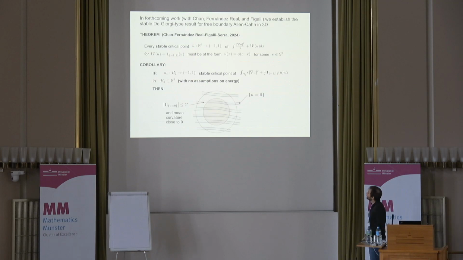And now, in a recent work, not yet out but it will be in the next few months, I would say, this is what I wanted to describe a bit, some ideas from the proof. But let me give the theorem first. You can guess: every stable critical point u from R3 to [-1,1] of this energy with the characteristic function, so the free boundary Allen-Cahn, must be 1D symmetric, right? So this is the analog of the conjecture for Allen-Cahn, but for this particular potential.